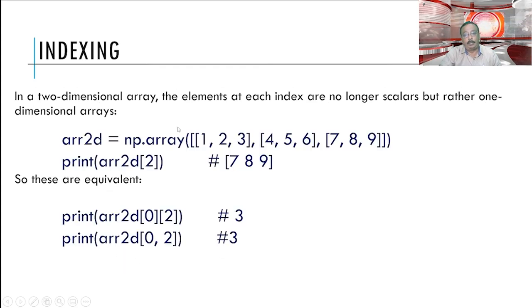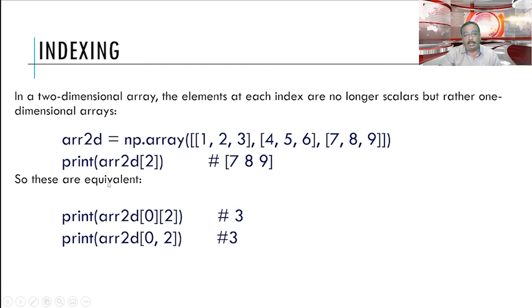Indexing. In a two-dimensional array, the list at each index are no longer scalars, but rather one-dimensional arrays. So here, though you are having multiple lists combined to form an n-dimensional array, they are no longer scalar, but they are going to be one-dimensional arrays. It is being treated as a one-dimensional array. For example, array 2D, second position. We are trying to print the second position. This is position number 0, 1 and 2. So we are trying to print the position number 2. It is 7, 8 and 9. So that's the output display.